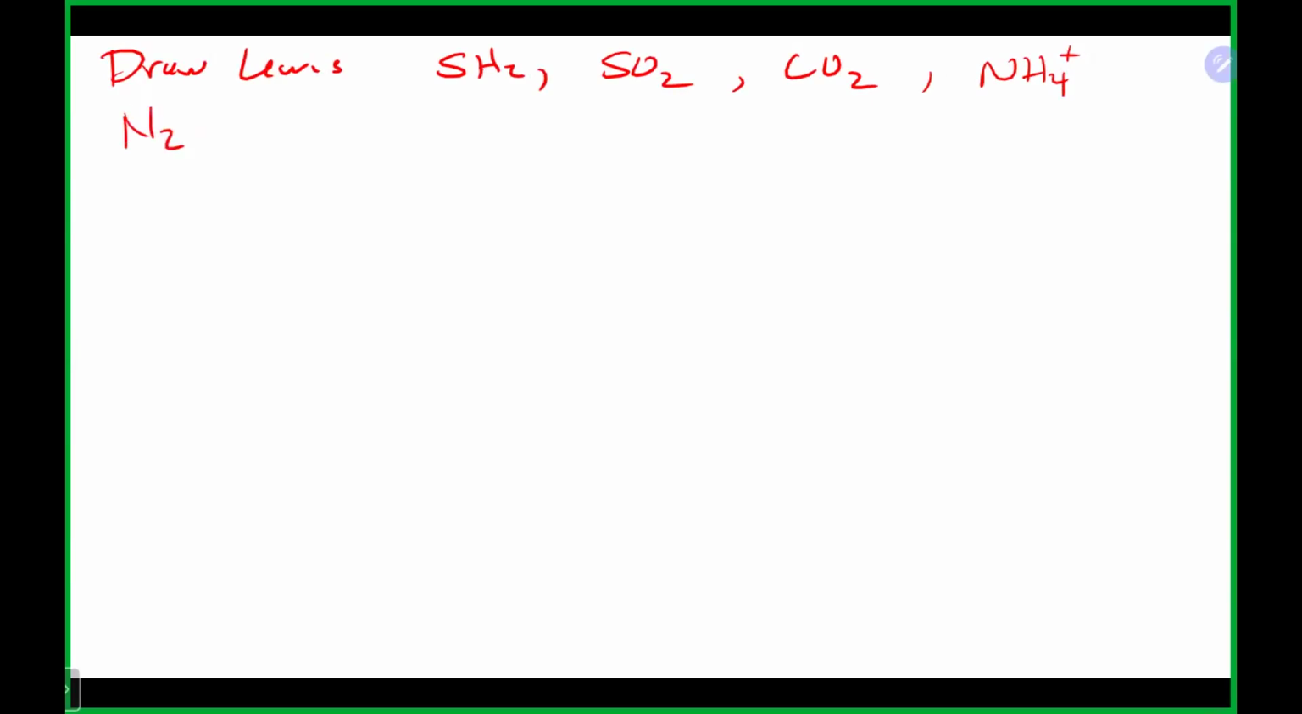All right, let's do a few more examples here. Let me just make up some stuff here to draw. Why don't you draw the Lewis structures for the following? Why don't you draw a Lewis structure for SH2, SO2, CO2. I feel like I'm doing a lot of twos there. Just do NH4 plus. Let's do N2 as well. Why not? That'll work for now. All right, so take some moments here and draw up some proper Lewis structures for each of these. See how you do.